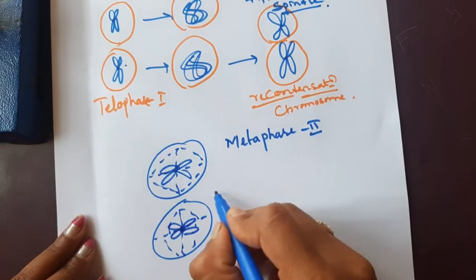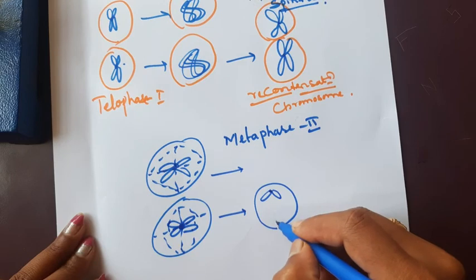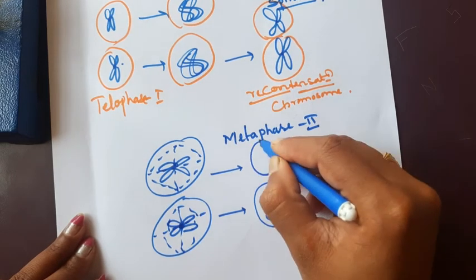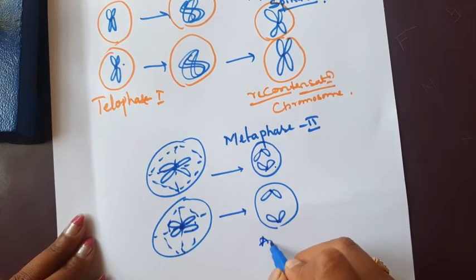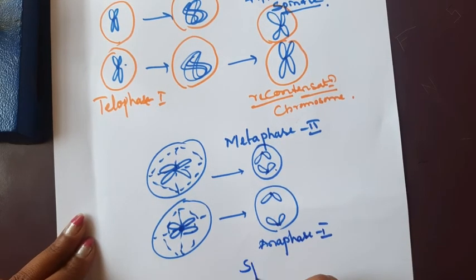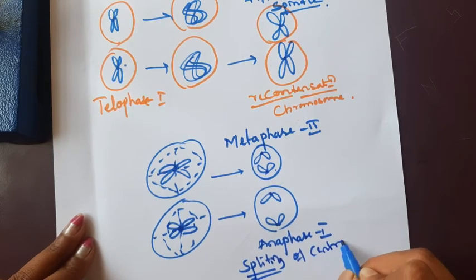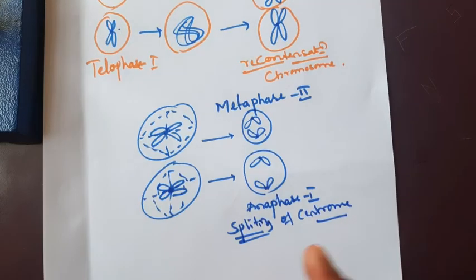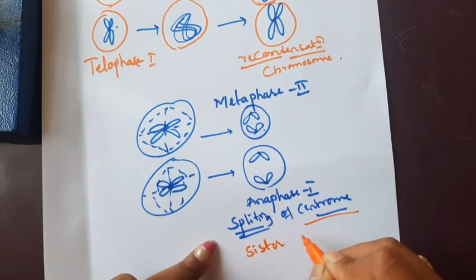Okay. Then I will show the sister chromatids getting separated. This happens during anaphase second. There is a splitting of the centromere. The sister chromatids get separated by splitting of the chromosome, the splitting of the centromere which is present at the center of the chromosome. After splitting of the centromere, the sister chromatids get separated.